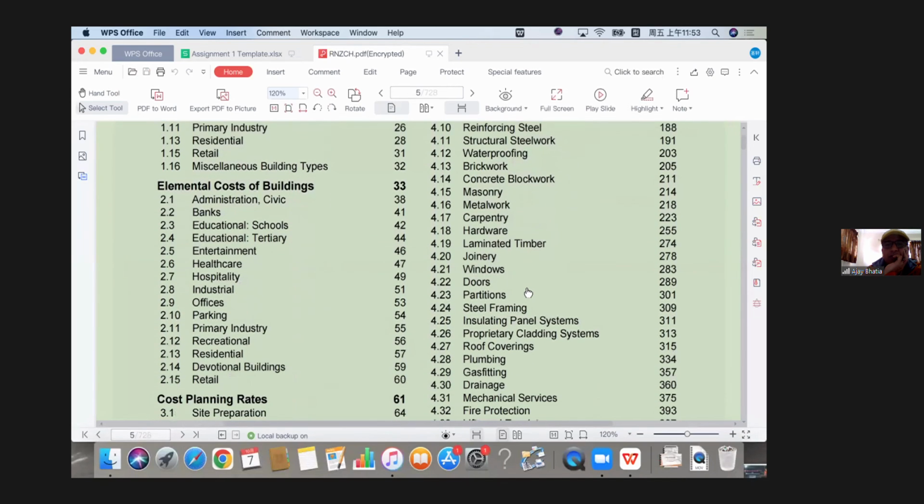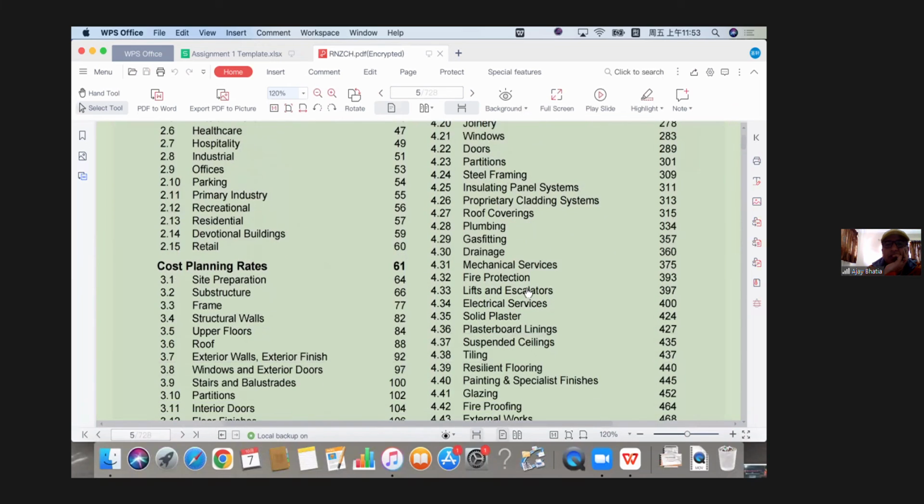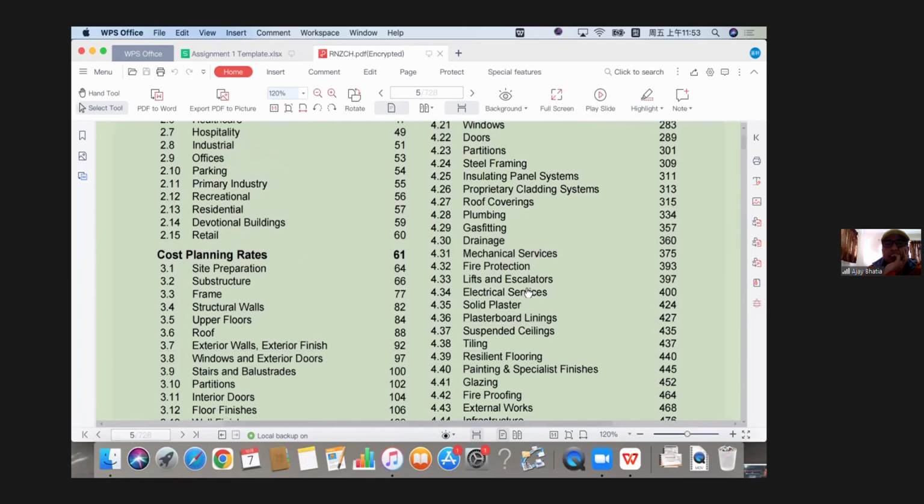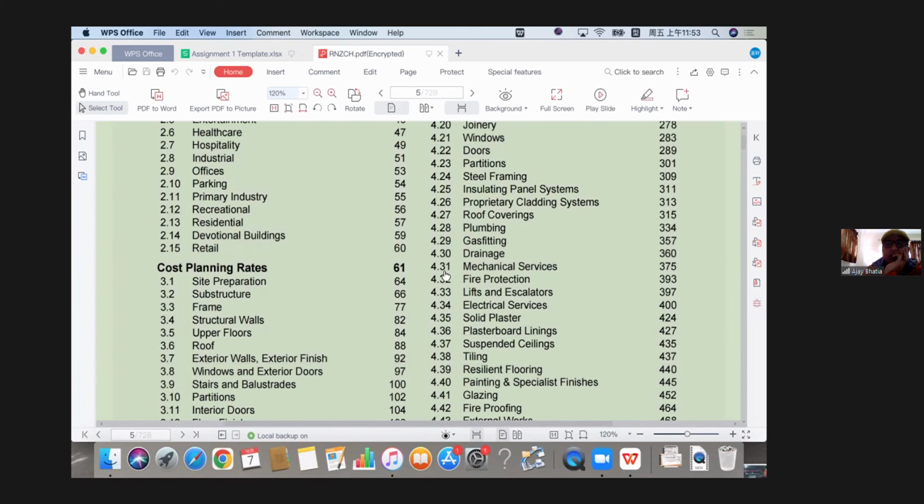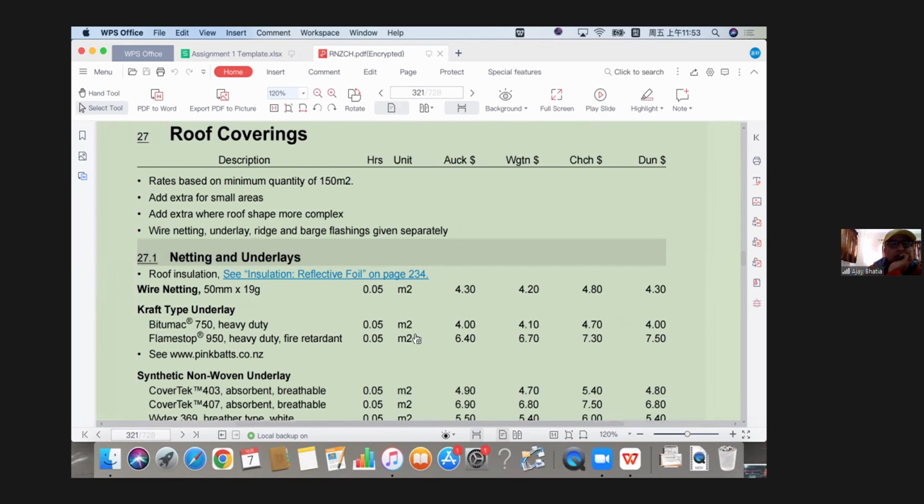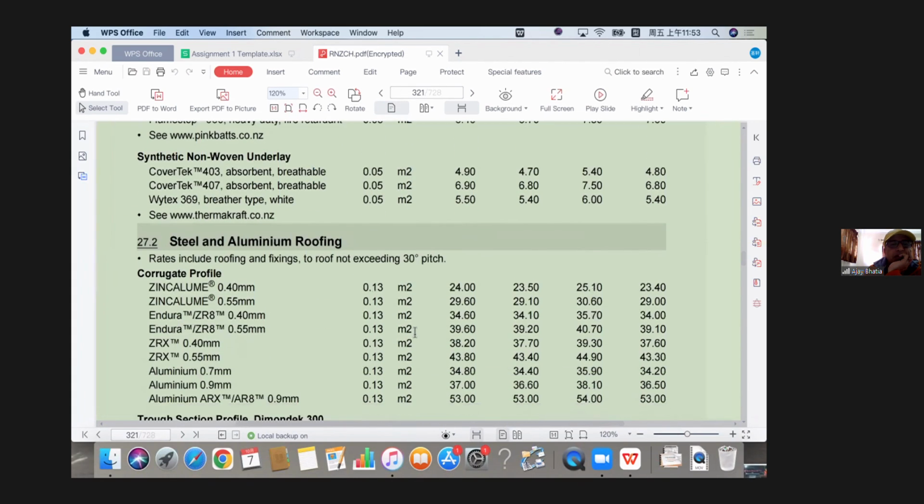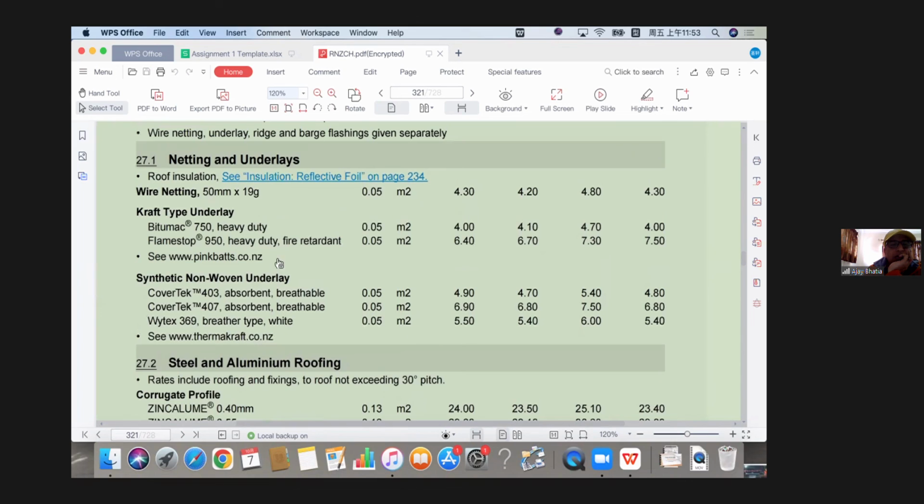Go into roofing. Roof coverings, 4.27, page number 315. Roof covering. Yep. Now you go down. You've got your underlays over here. This one, underlay? Yep. So you've got your underlays.